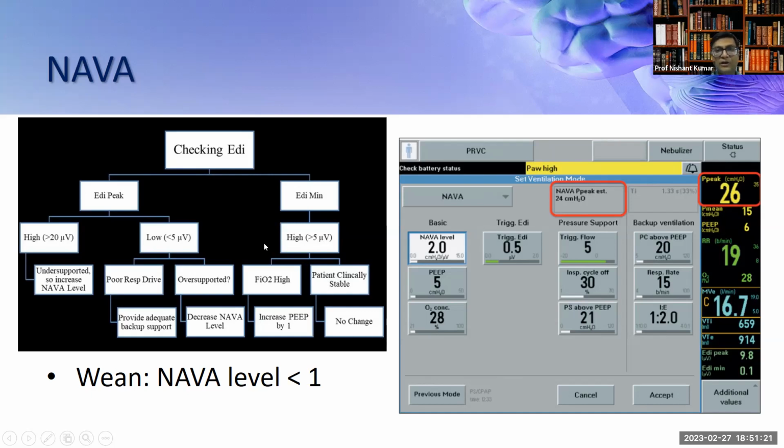So basically you see the basic NAVA level and you monitor the EDI. On the basis of that, when the NAVA level comes down to less than 1, then you start weaning, right? With this, trigger EDI is 0.5, that is the minimum. You assume that the peak estimated will be 24 centimeters of water and you monitor the rate and everything. So that is how you do it with NAVA.